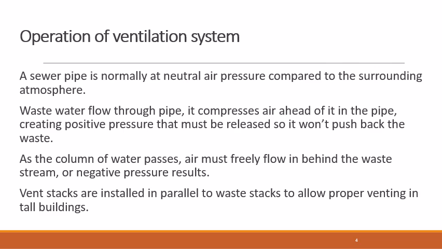Next is the operation of the venting system, how it operates. A sewer pipe is normally at neutral air pressure compared to that of the surrounding atmosphere. As wastewater flows through the pipe, it compresses the air ahead of it, which will create a positive pressure that must be released, otherwise it could push back the waste. As the column of water passes, air must freely flow in behind the waste stream or else negative pressure will occur.